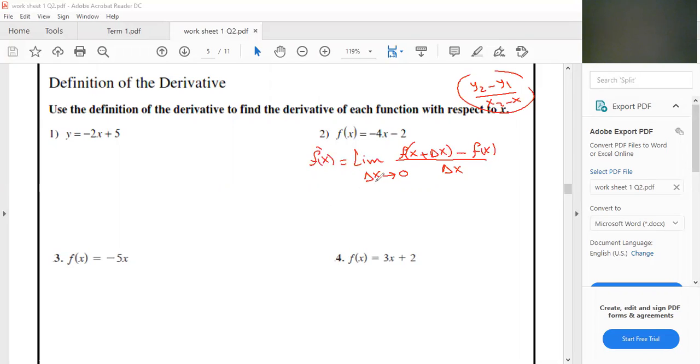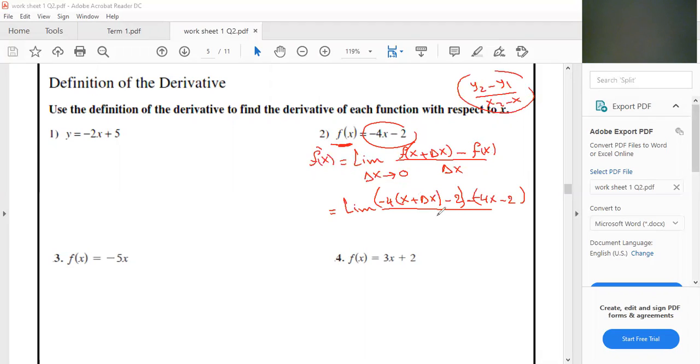Okay, let's replace. I replace in the given function. It will be, look here, limit, please replace x plus delta x in this one. It will be -4, each x replaced by x plus delta x, minus 2. If we replace in this function, minus, okay, that is the first one. F of x means each x replaced by x. It means f of x. That is f of x. What is the value of f of x?